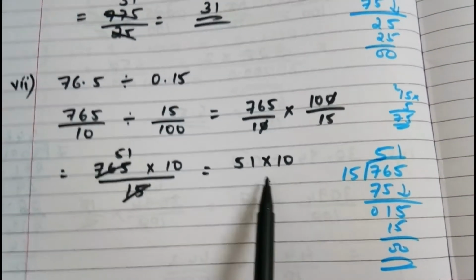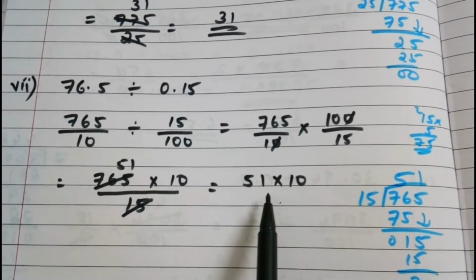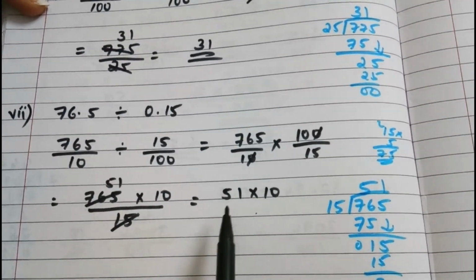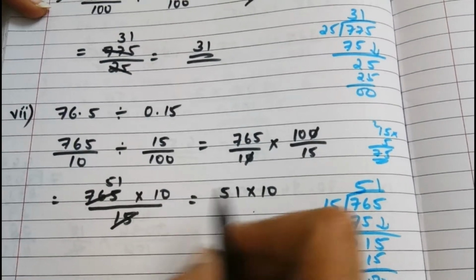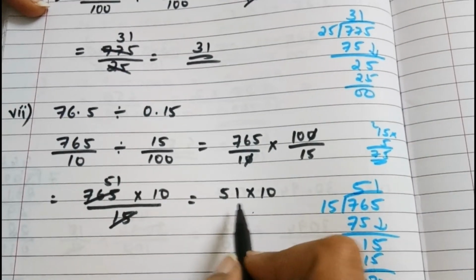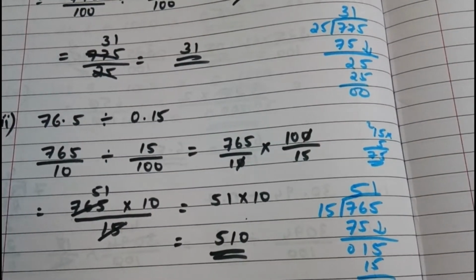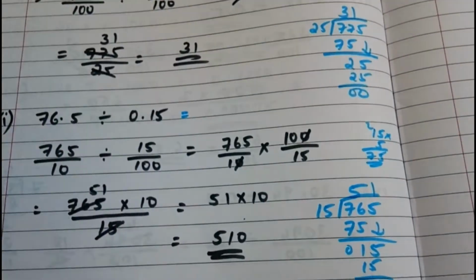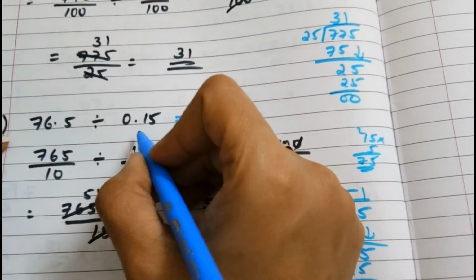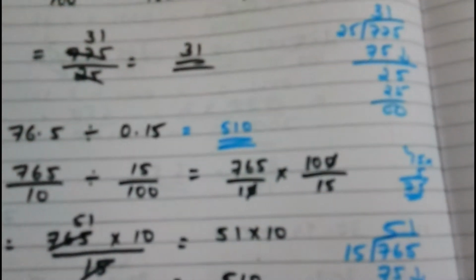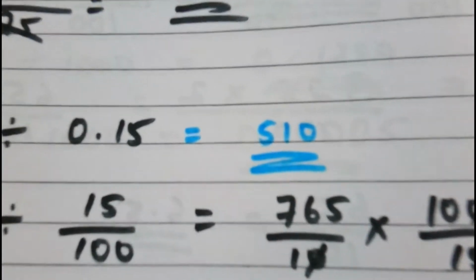Okay, so now what is left? 51 into 10. What will there be? When you have to multiply by 10, the decimal will move towards the right, but since there is no decimal here, the 0 will get added here. So the answer will be 510. Clear? So 76.5 divided by 0.15 is 510. Clear? Now the next sub question is question number 8.